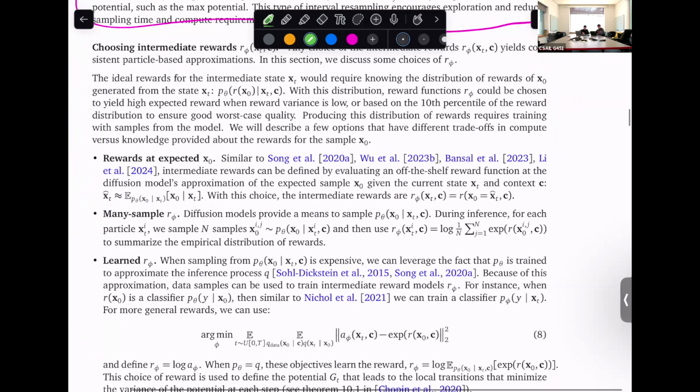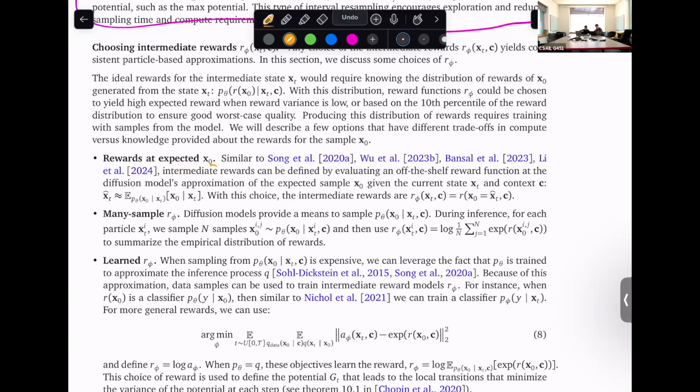Anyway, so choosing the intermediate rewards, they discuss three different ways of constructing G from your reward. And I think the big idea here is you use your model to predict x0 from xt, and you evaluate your reward, and then you say that is your reward function here. That's your intermediate reward. I mean, that's what you just explained. It's the reward of the expected, not the expected reward.